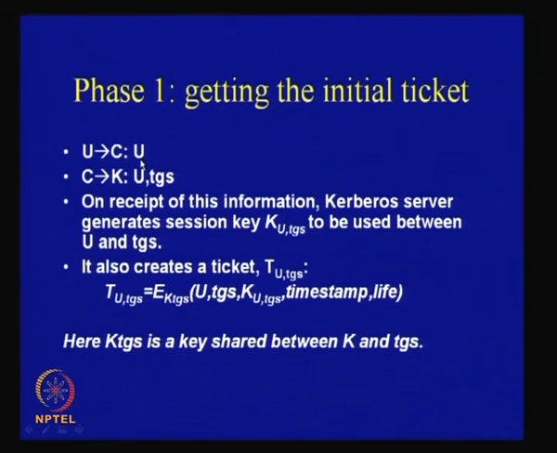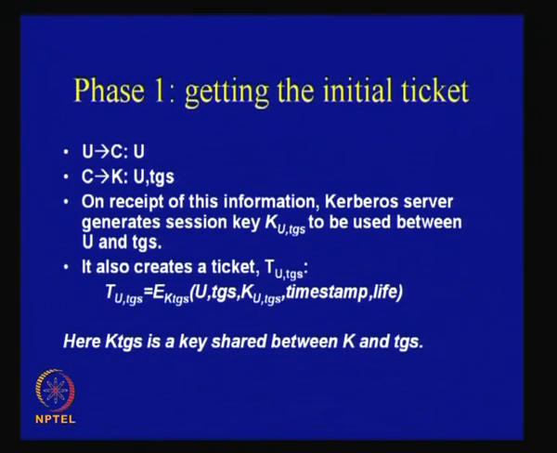So, it could be in the form of a login, right, and what the client sends to K, that is the Kerberos server, is these 2 things: the identifier of the user along with the identifier of the ticket granting service it wants to communicate with. On receipt of this information, the Kerberos server generates a session key called KUTGS, which is to be used by the user or the client to communicate with the ticket granting service.